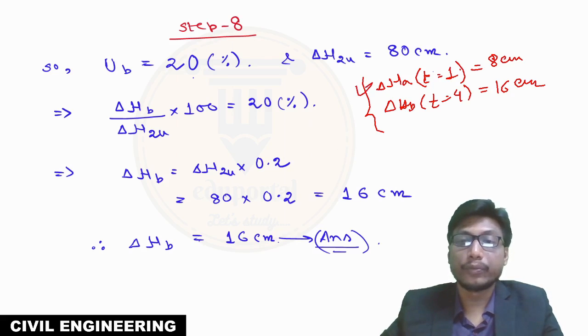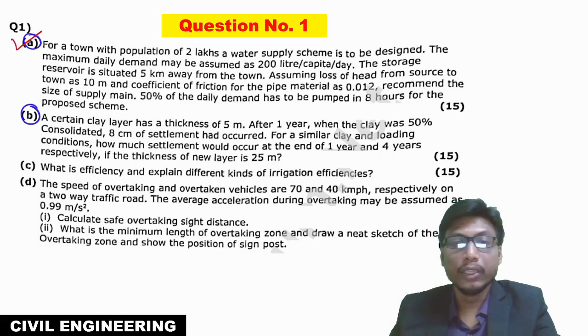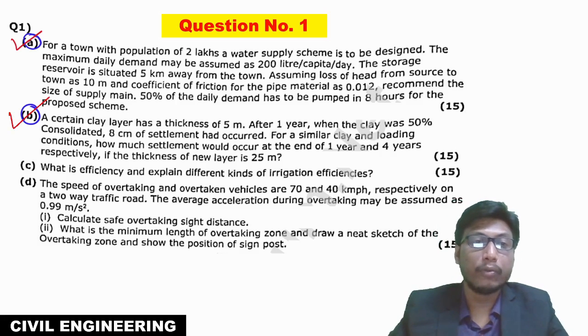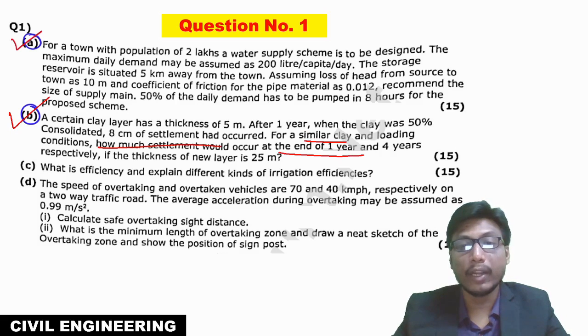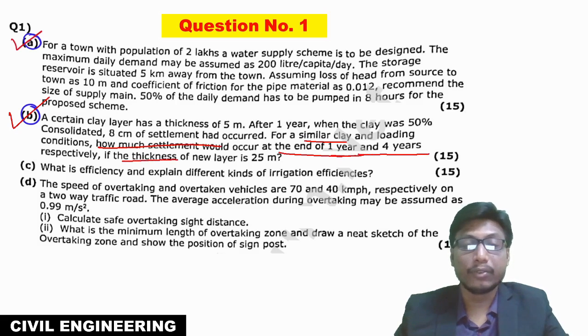Okay, so we have solved the question. We have solved question number 1A, and question number 1E. It has asked, for similar clay soil, how much settlement would occur at the end of 1 year? So after 1 year it will be 8 centimeters, and after 4 years it will be 16 centimeters. So this is the answer.